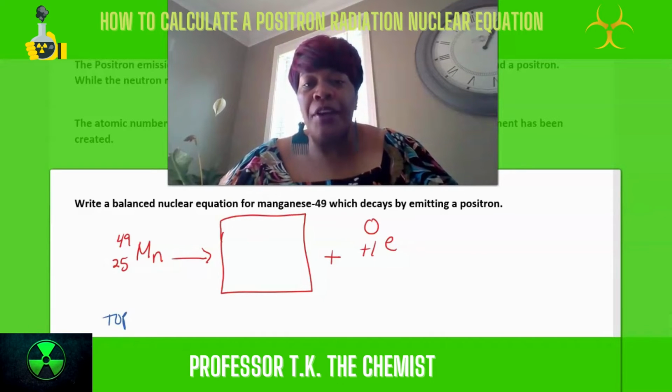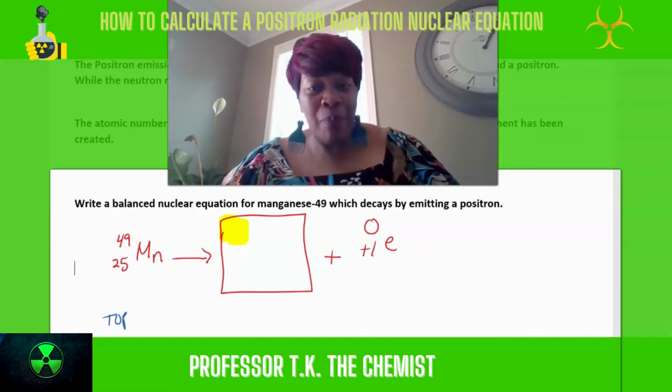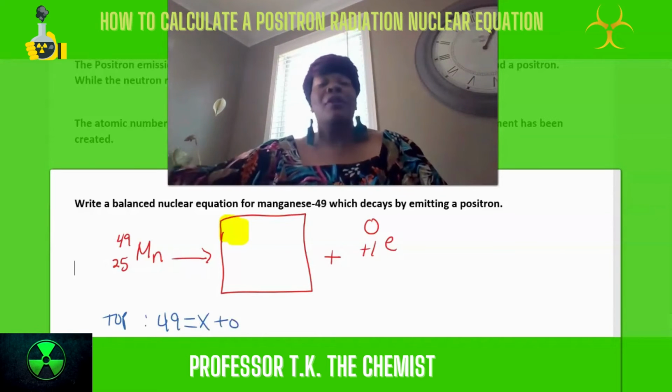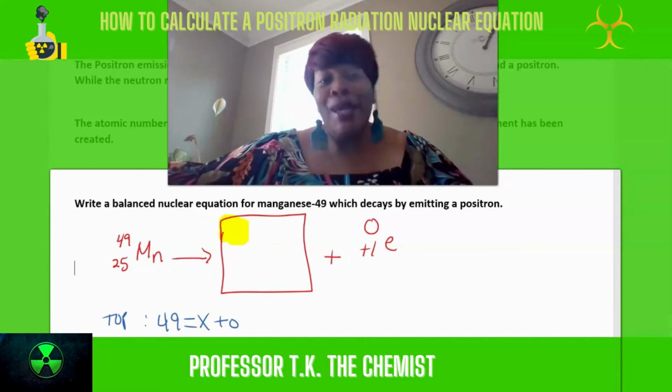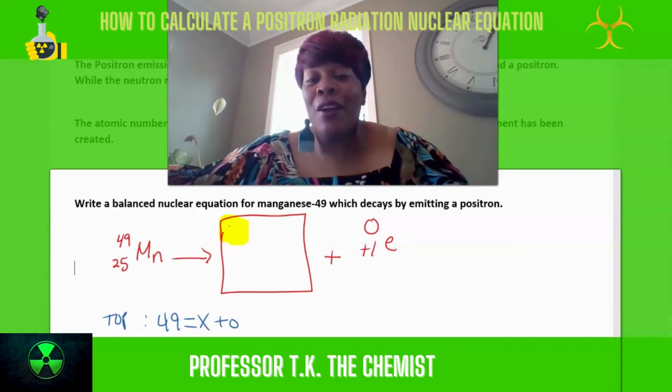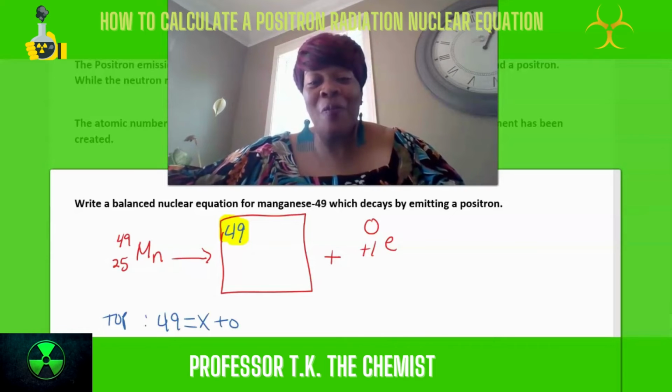which is this number here that I'm going to highlight, to solve for that portion, what I need to do is say, all right, well, 49 equals what number plus zero? Well, remember, any number that you add or subtract zero from is going to still be that number, okay? So we're going to put 49 at the very top, right here.